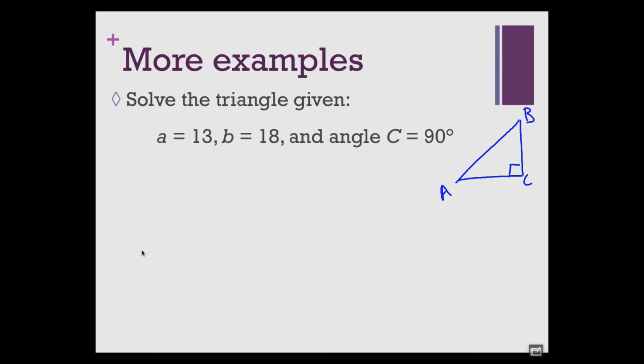Okay, where's the 18 go? In between A and C. Where's the 13 go? We'll call that lowercase c. So we need to find angle A, angle B, and side C. Okay. Which one do you want to do first, Ben? Side C. Yeah.